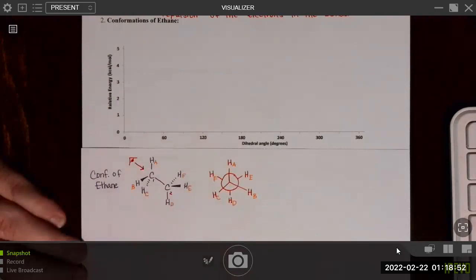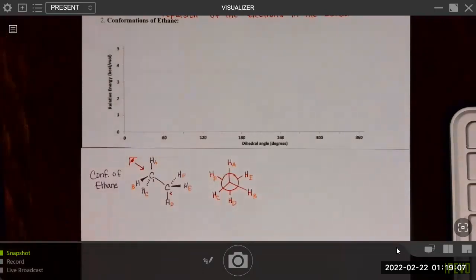But we want to start with a 0 degree angle, which would be whatever hydrogens we start with or focus on, they will be 0 degrees away from each other. So they're starting in an eclipsed conformation.